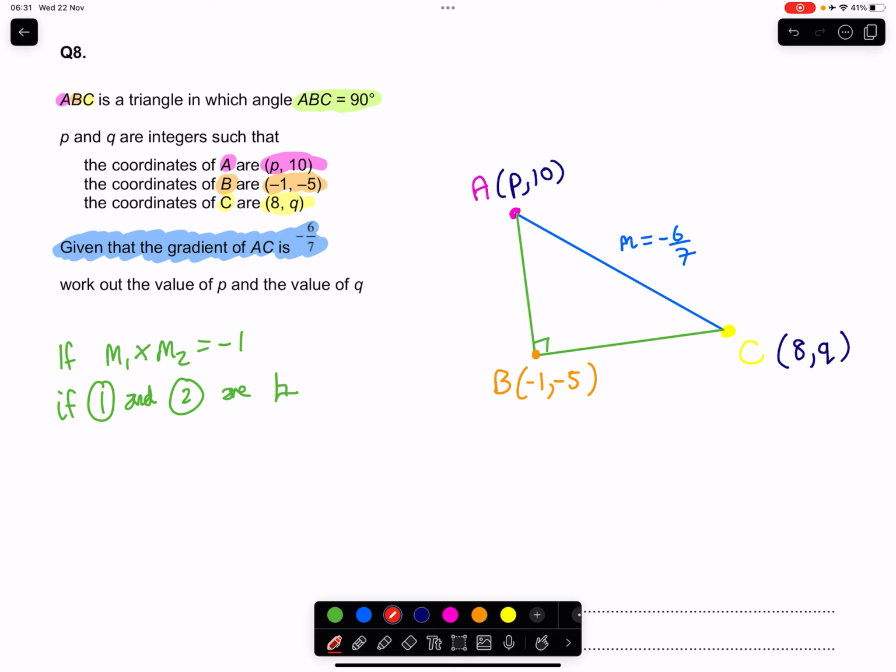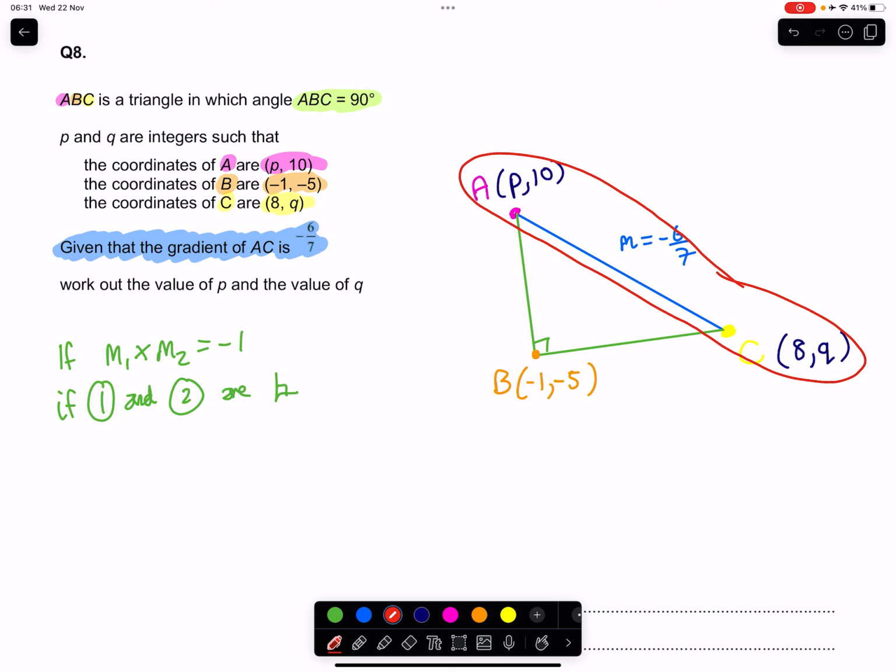But there's also one more that's pretty nasty, but will still work in conjunction with the stuff to do with the gradient of AC. And that is if you do Pythagoras. You use the distance formula to figure out the length of that line in terms of P's and numbers, then the length of that line in terms of Q's and numbers, and then the distance of this line in terms of P's and Q's and numbers. You can then substitute into Pythagoras in order to create an equation that way. But it's the most work.